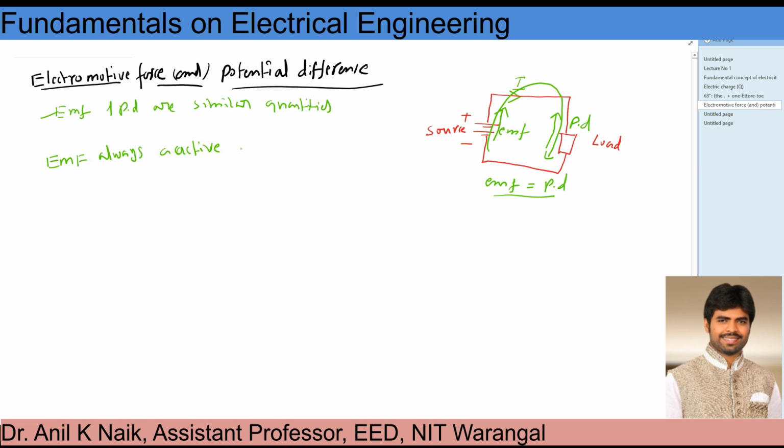What is meant by active? Because this EMF always tends to produce electric current in the circuit. So that's why EMF is called an active source.